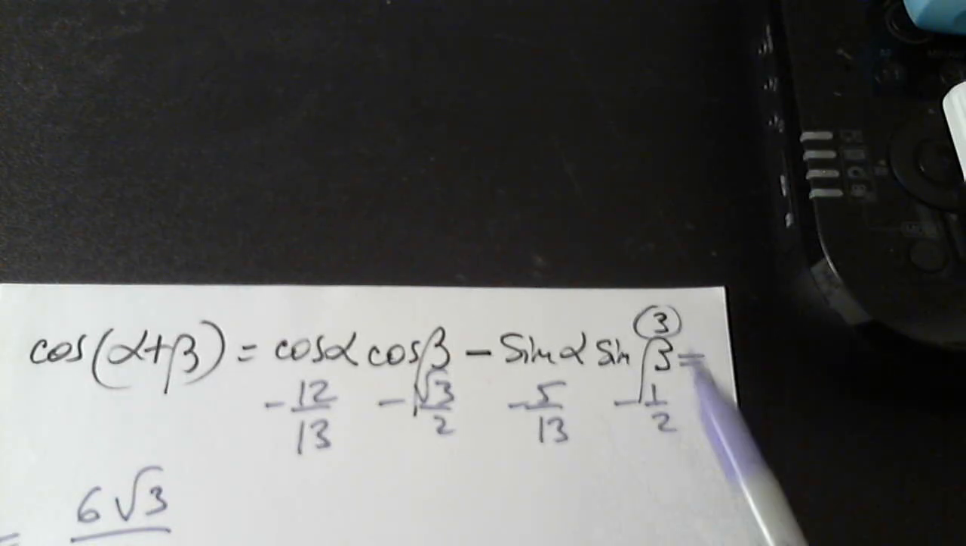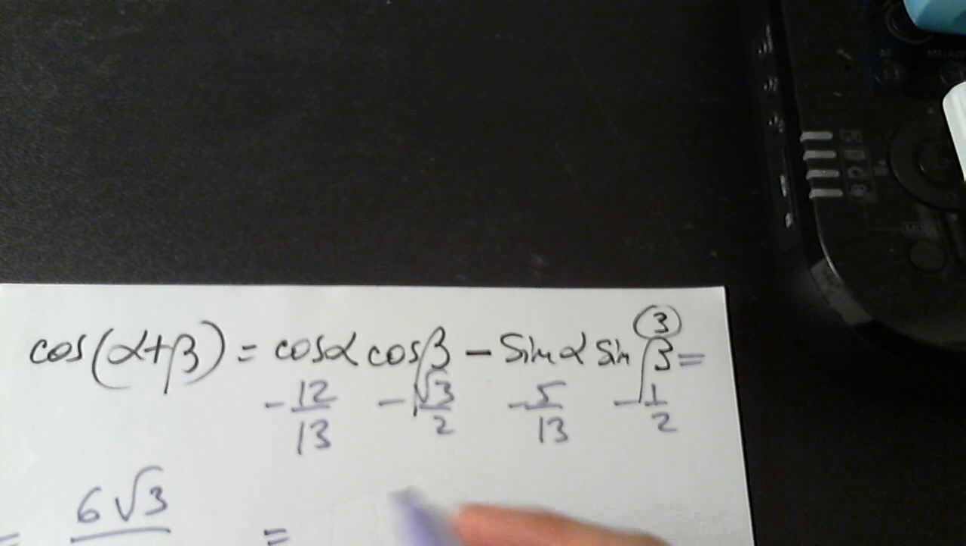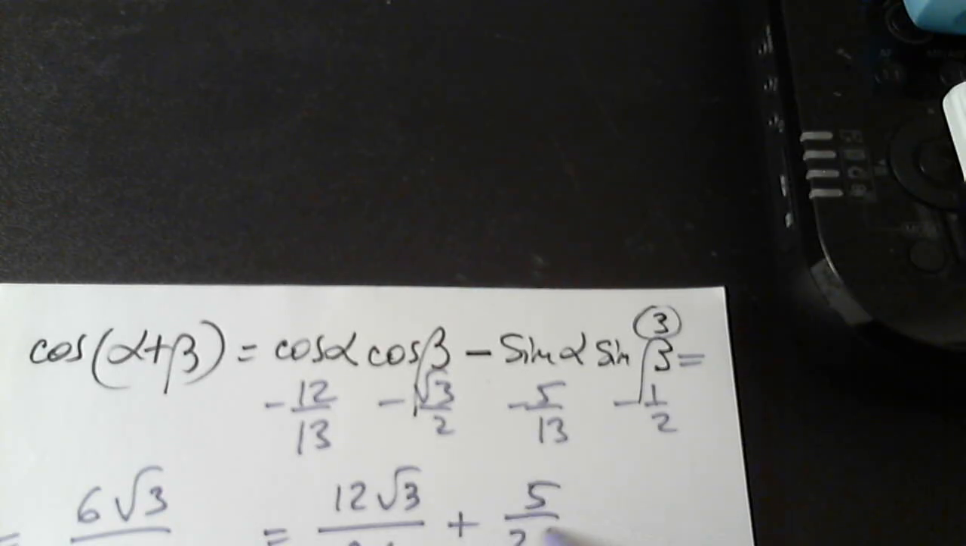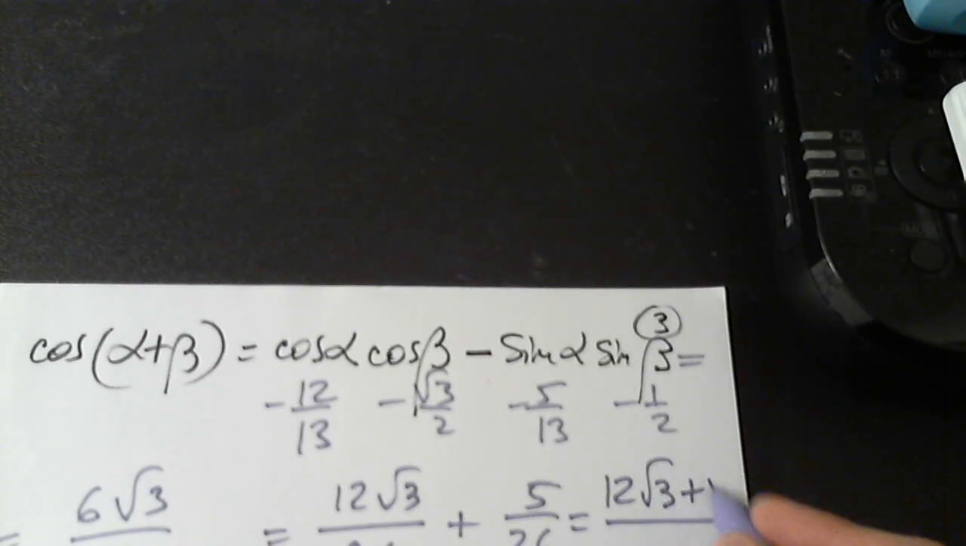Here, maybe I shouldn't simplify because I cannot simplify the other one. So I'm going to erase that. So I'll just keep it as is. So 12 the square root of 3 plus 5, over 26. And this is it.